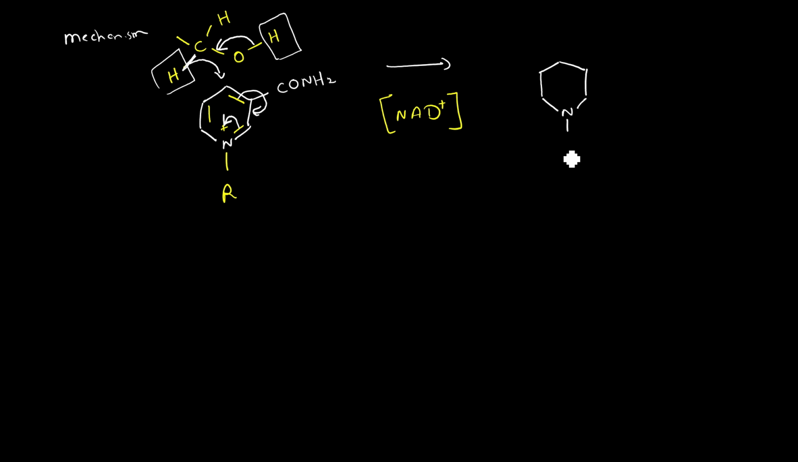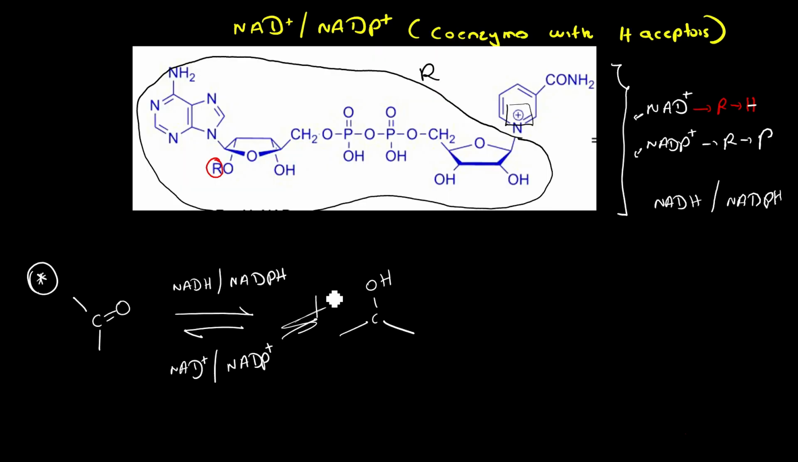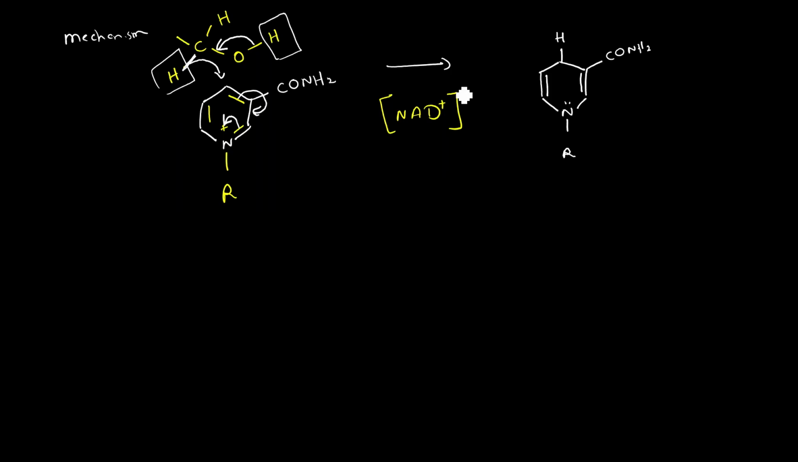You have a nitrogen, you have R, and now you have a lone pair, and you have a hydrogen on here. With that, you have a double bond here, and you have a double bond here. There is CONH2. This is the case for NAD plus. So let's see the reverse. We have talked about how the hydroxyl is converted into a carbonyl group. Here you can see now with this one, you have a carbonyl group.